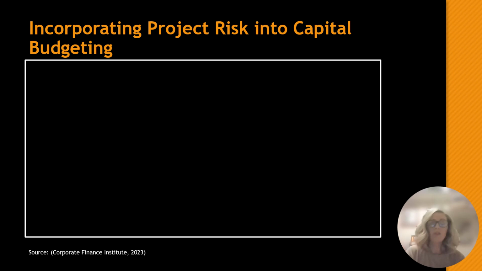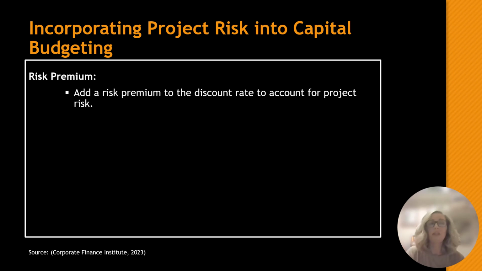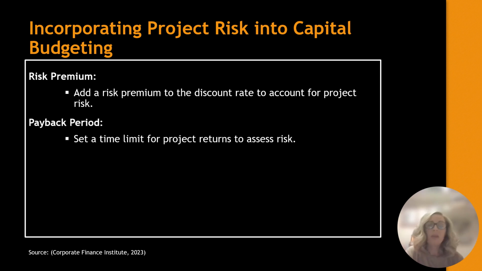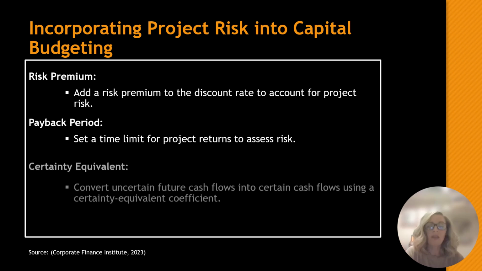There are several ways to incorporate project risk into capital budgeting. By adding a risk premium to the discount rate, it helps account for the additional risk associated with the project. This adjusted discount rate reflects the higher uncertainty and potential variability in returns. Setting a payback period involves determining a specific time frame within which the project must return its initial investment. This method helps in assessing the project's risk by focusing on the time it takes to recover the investment.